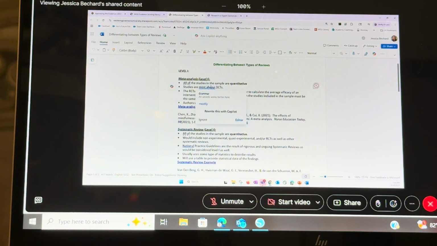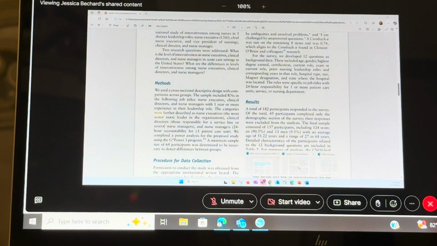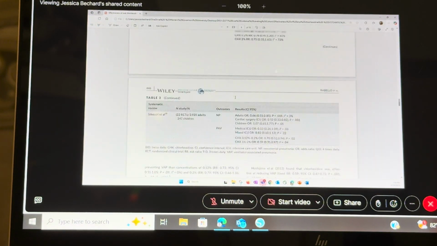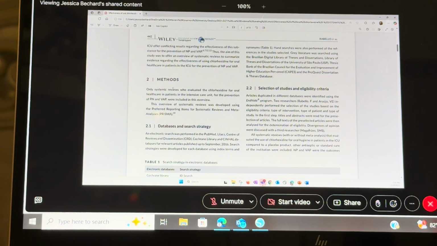Meta-analyses, it would be if they said in their method section, let me find it again. So if the methodology here had said, so see, they said this overview of systematic reviews was developed in only systematic reviews. If they had said only RCTs that evaluated the chlorhexidine for oral health care were included in this, and they included all randomized control trials, then it would have been a meta-analysis. And they usually will tell you if it's a meta-analysis.